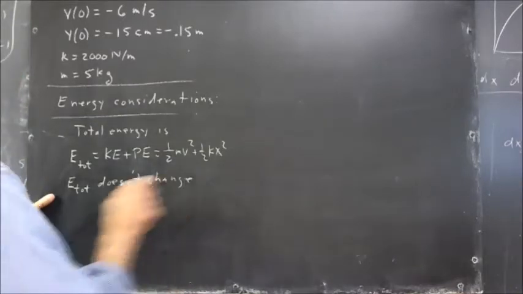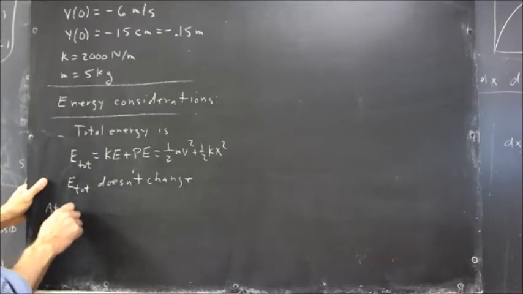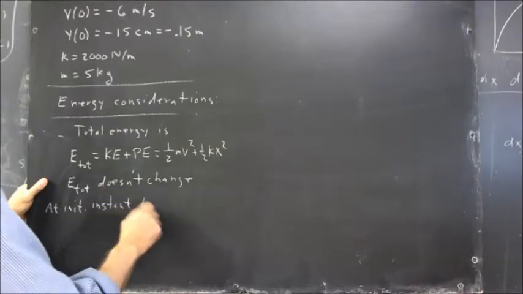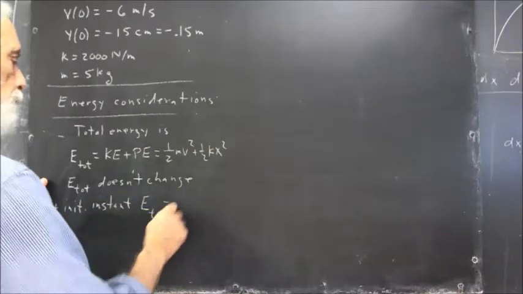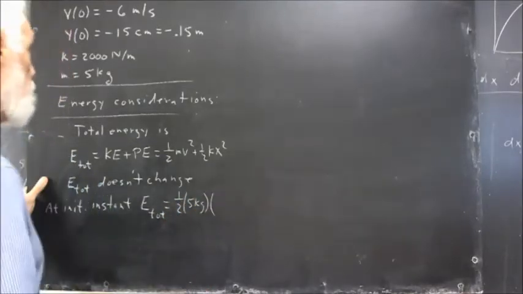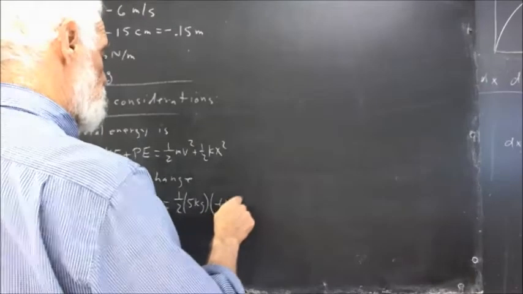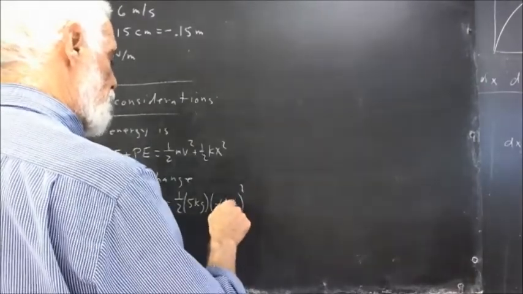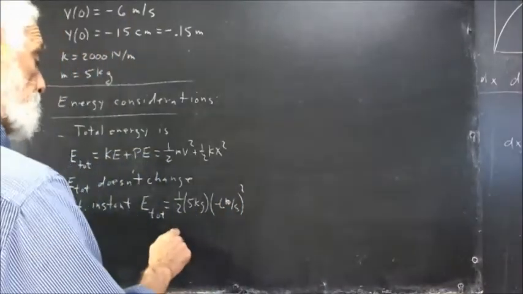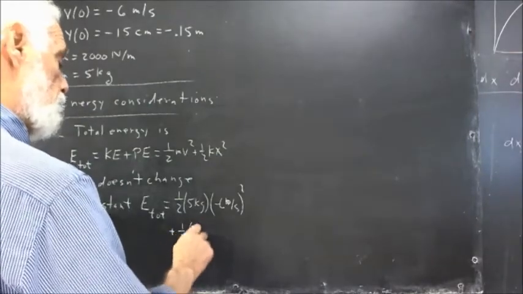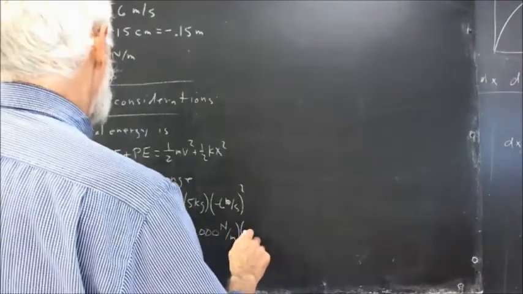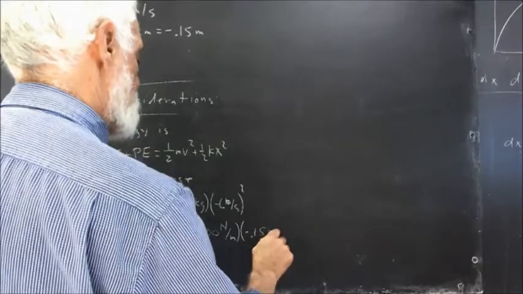So at the initial instant, total energy is 1/2 times the 5 kilograms times the negative 6 meters per second quantity squared. The meter didn't come out very well. The board kind of stuck on me. Plus 1/2 of the K, which is 2,000 newtons per meter, times our negative 0.15 meter quantity squared.